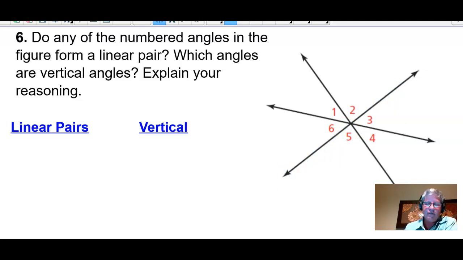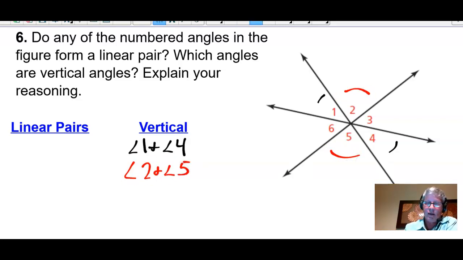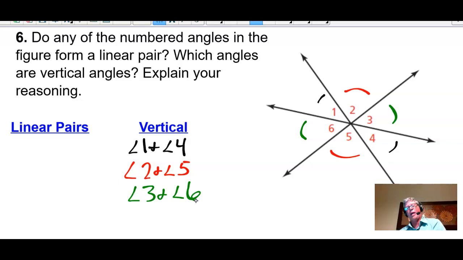All right, are there any vertical angles? Are there any intersecting lines? Yeah, there's a lot. 1 and 4. I don't know how many colors I have. I'm probably going to use them all. How about 2 and 5? How about 3 and 6? So we have a bunch of vertical angles, and notice that they are all equal. 1 and 4 are equal, 2 and 5 are equal, and 3 and 6 are equal.